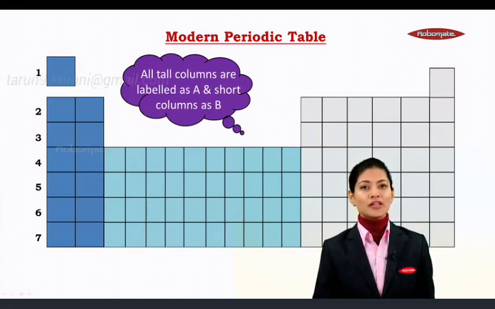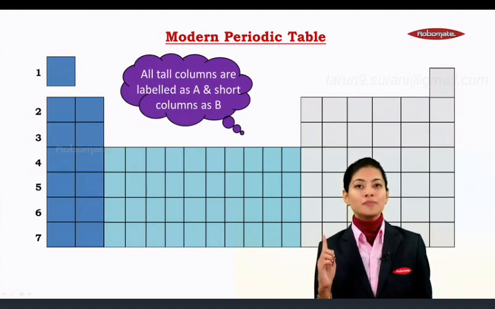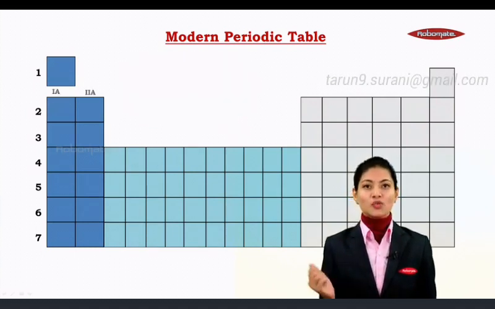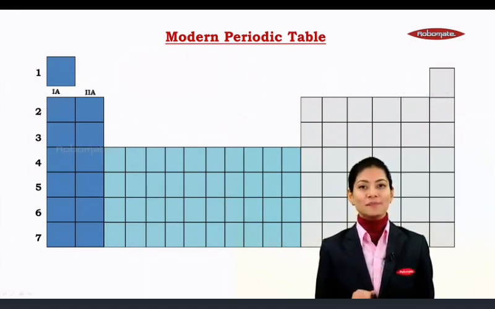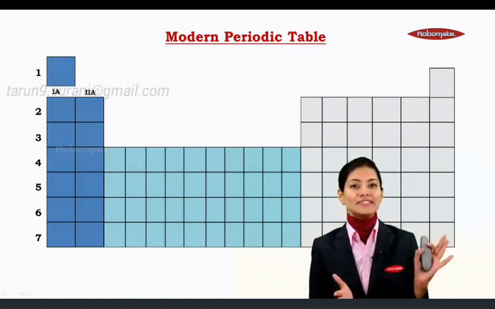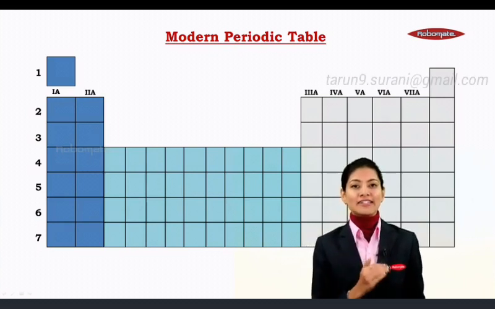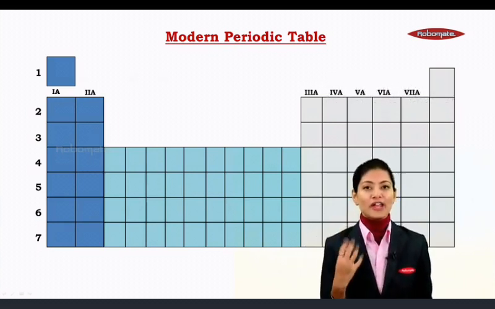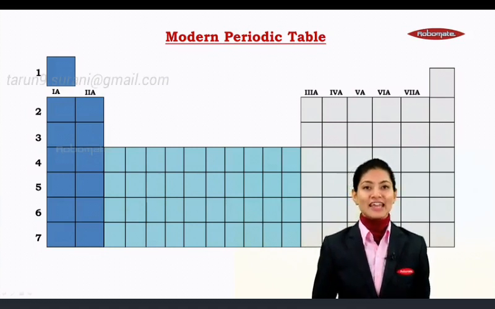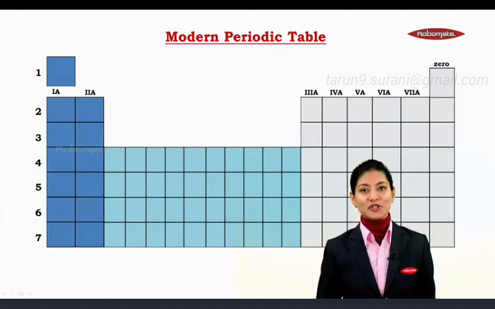So if we start numbering, the column which is present on the extreme left hand side is the first column. Since it's a taller one, it is called 1A, followed by 2A. After the left hand side, you will find the taller columns on the right hand side. So after 2, 3A group will lie on the right hand side, followed by 4A, 5A, 6A and 7A. Finally, we have a group which is called the 0 group.